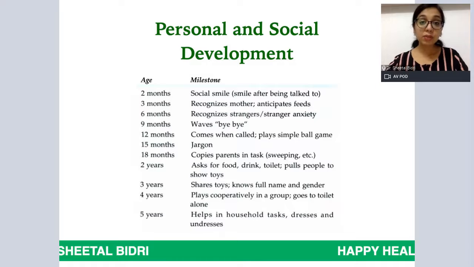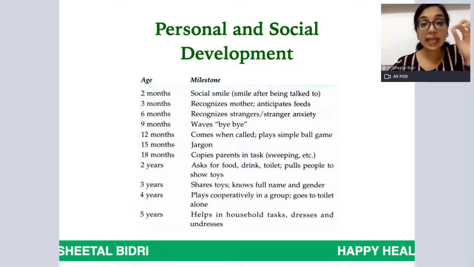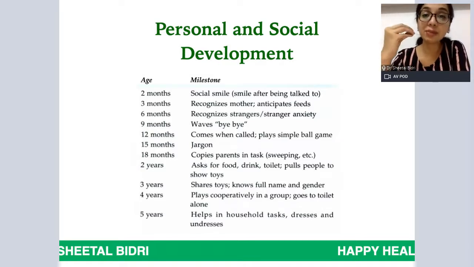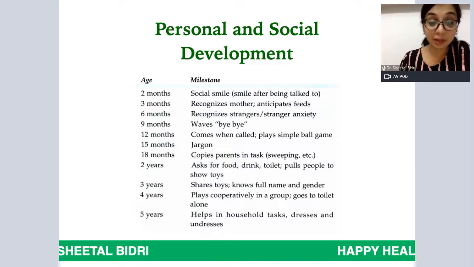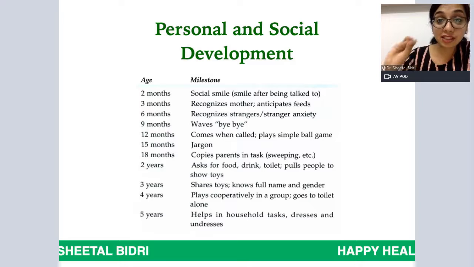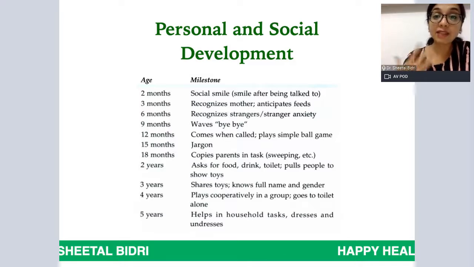Then, of course, comes the personal and the social development. By the 2nd month, the child obviously has a social smile. If somebody approaches this child, he will smile spontaneously. By the 3rd month, he's able to recognize the mother and anticipates that feeds are coming. By 6 months, they realize who is the mother and who are the known people, and when they see a stranger's face, they'll have stranger anxiety, and they do not like it.